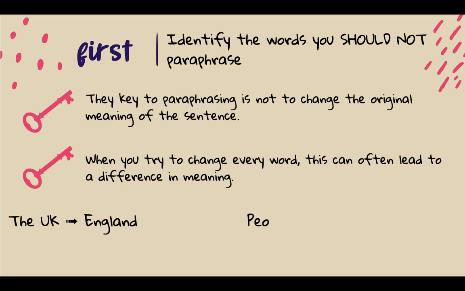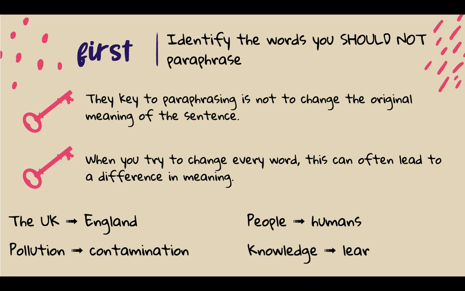Take these 4 words for example. I have seen these paraphrased in this way a lot. But of course, if we take a closer look, we can see that they are not correct. So for example, the UK is not just England. People, we could paraphrase it as humans, but it totally depends on the context of the essay. If we're talking about humans and animals, then yes, that would be okay. But just people in general, I would just stick to the word people.